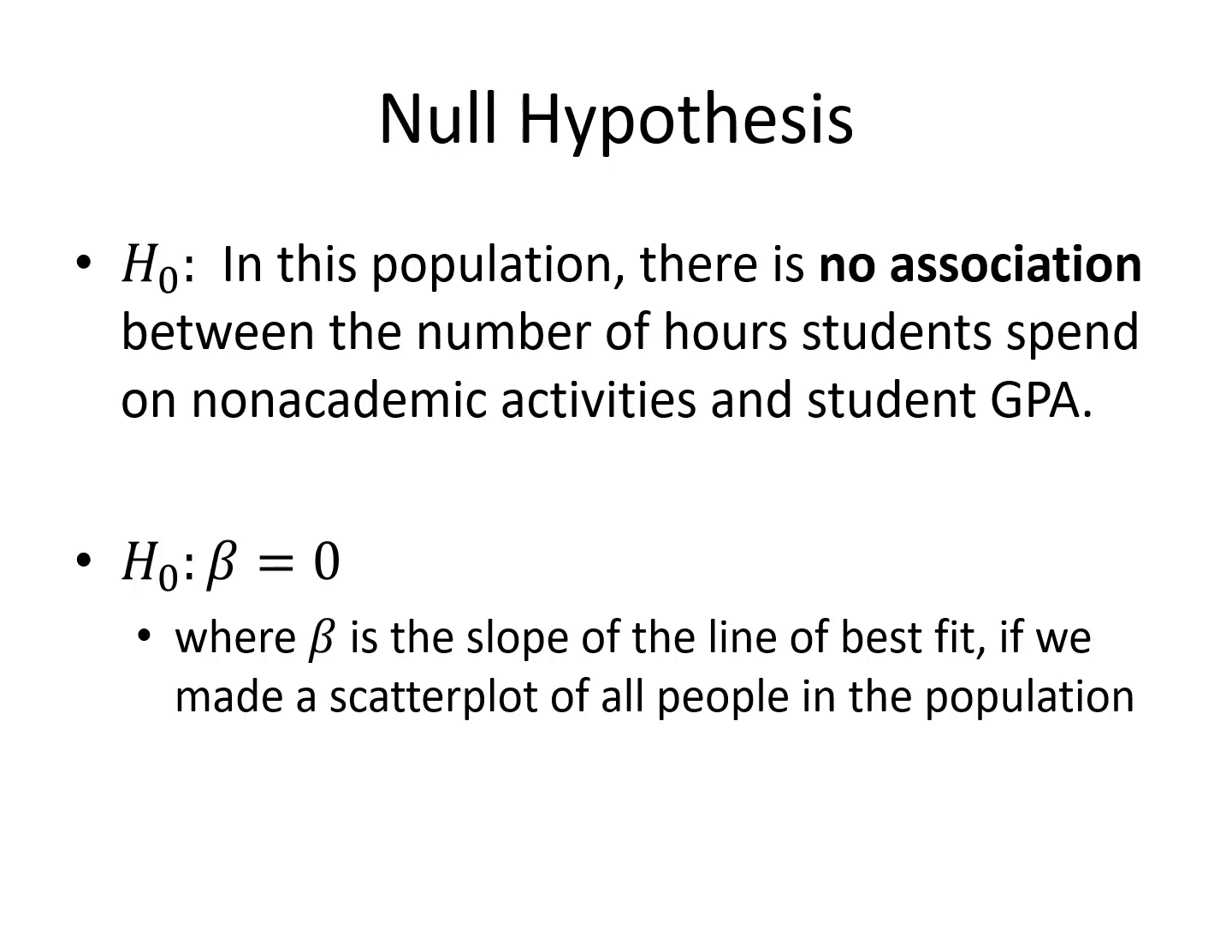In symbols, we would write this as the null hypothesis is that beta equals 0, where beta is the slope of the line of best fit if we could make a scatter plot of all the people in the population.